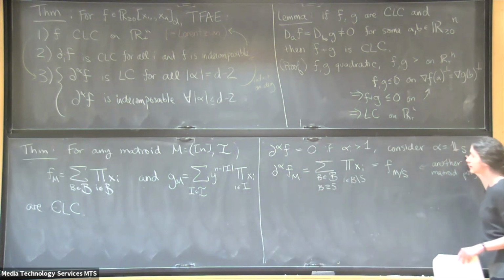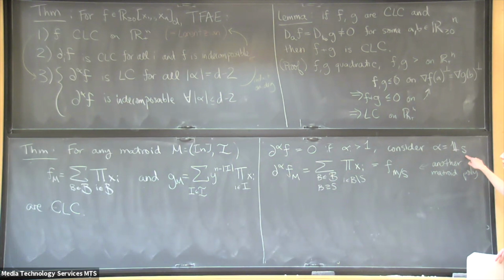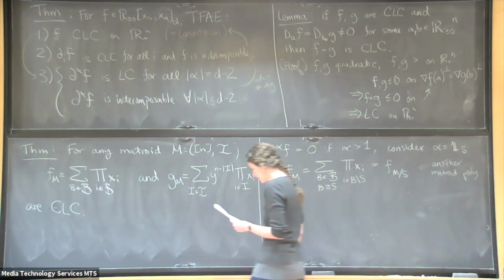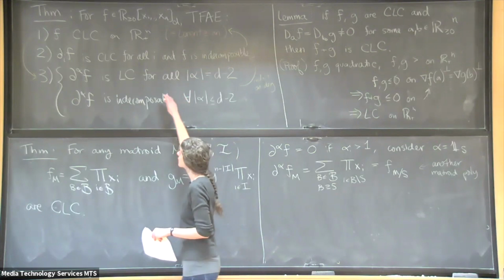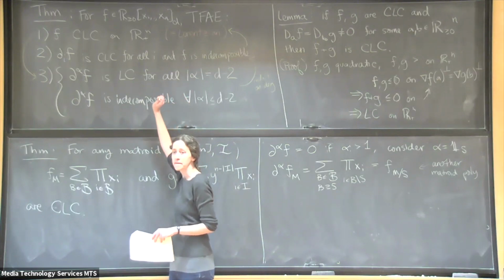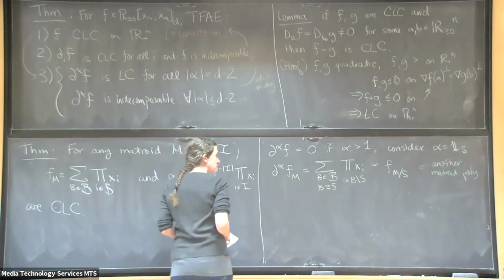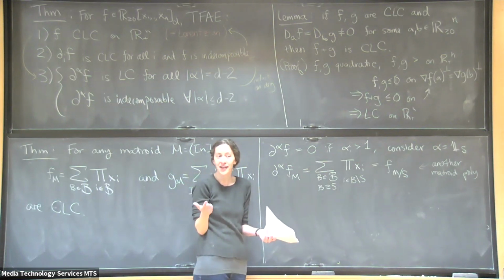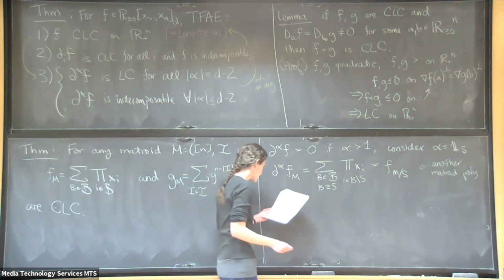You took alpha to be 1 and S, so now you take S of size t minus 2. Okay. The point is that I can get away with just checking quadratics. And so it turns out that matroids of rank 2 are not that interesting. There's not so many possibilities.